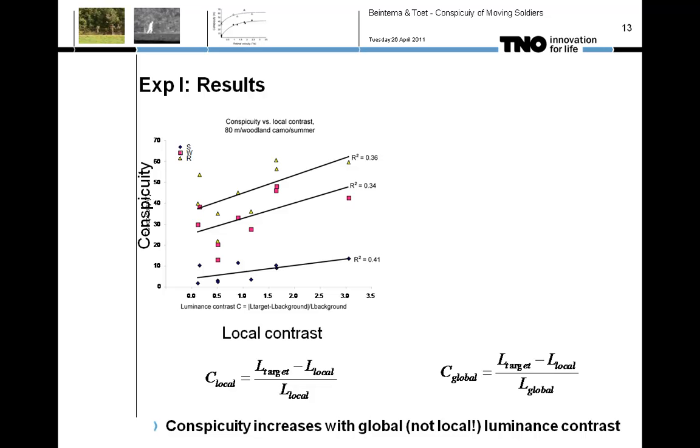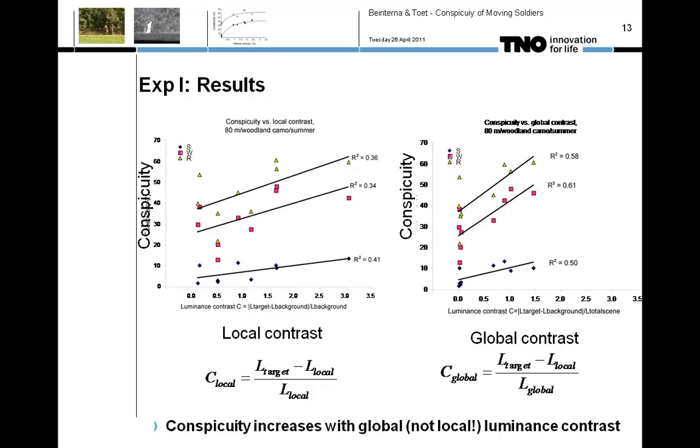We therefore computed the global luminance contrast, defined as the ratio of the local target background luminance difference divided by the average global luminance over the entire forest area. This global contrast measure yields a higher correlation with conspicuity and contrast. We will therefore use the global contrast definition throughout the rest of the study.